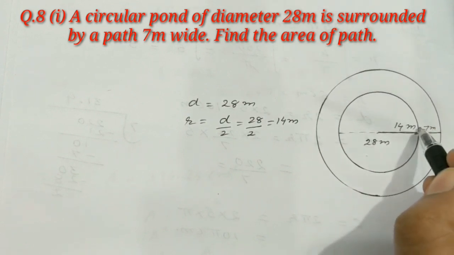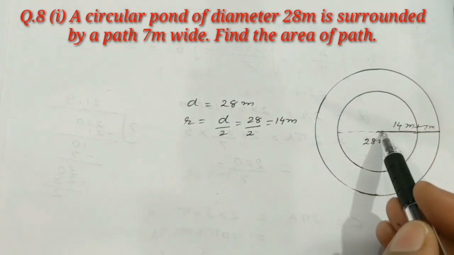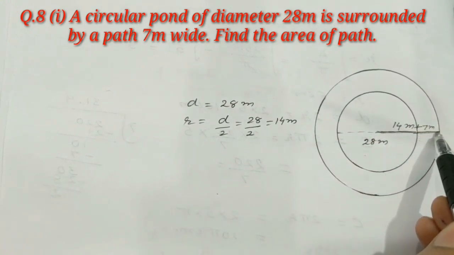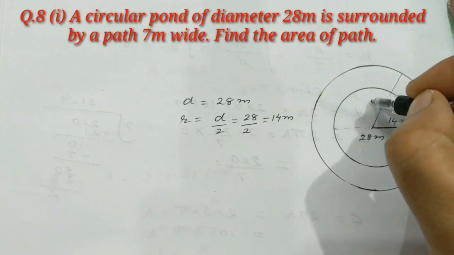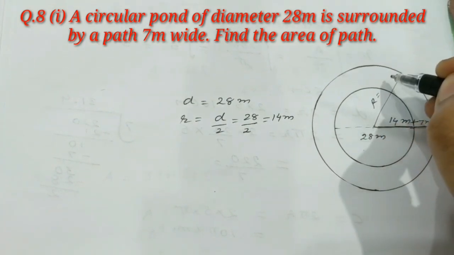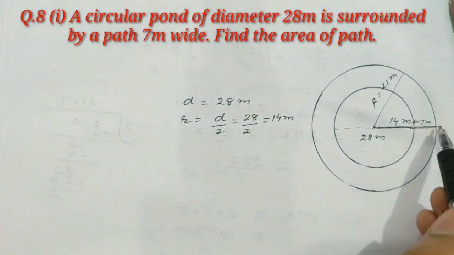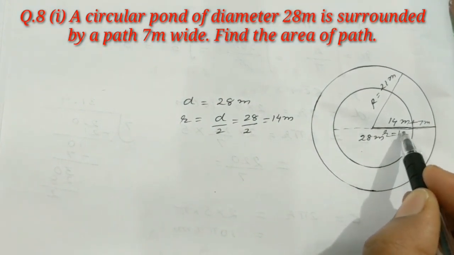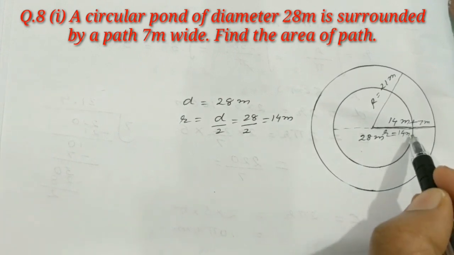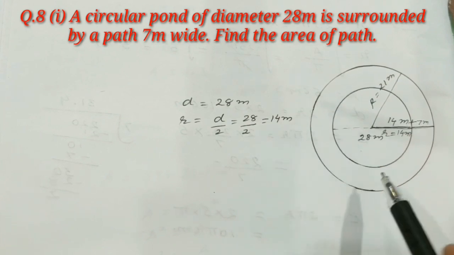7 meter. So if I ask you what is the radius of the outer circle, it will be 14 meter plus 7, that is 21. So this radius, capital R, which is the outer radius, equals 21 meter. How? 14 plus 7. And the inner radius, that is small r, is 14 meter. Now let's apply the formula to get the area of the path.